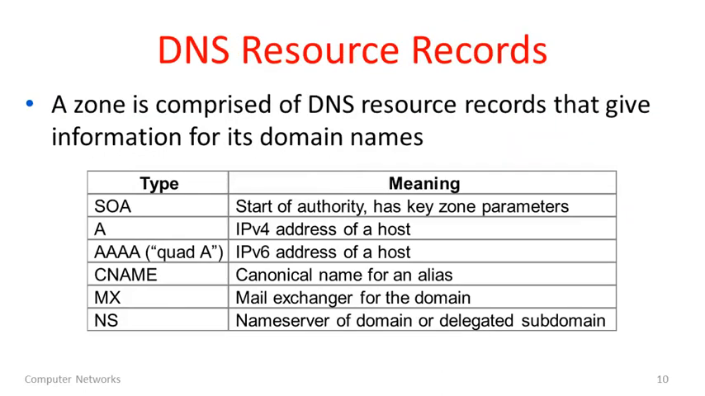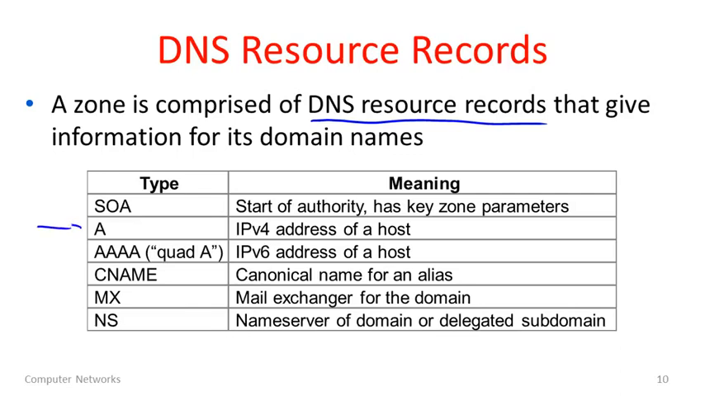Okay, so these zones are descriptions of portions of the namespace. But what does a description look like? What can be in it? Well, I'm glad you asked. A zone is comprised of a set of DNS resource records. These resource records give information such as the IP address of hosts. There are different types of resource records. Each different type has a different purpose and carries different kinds of information.